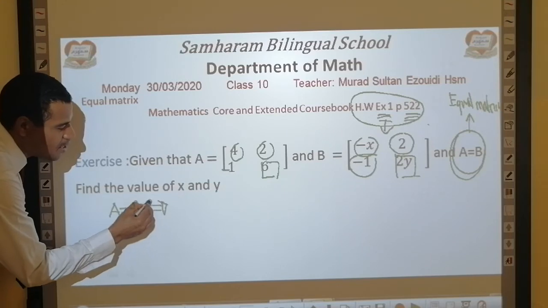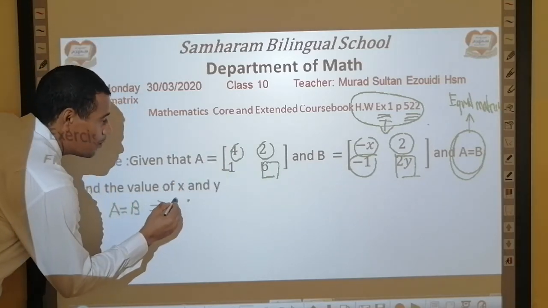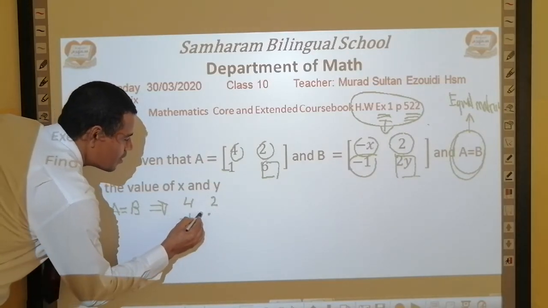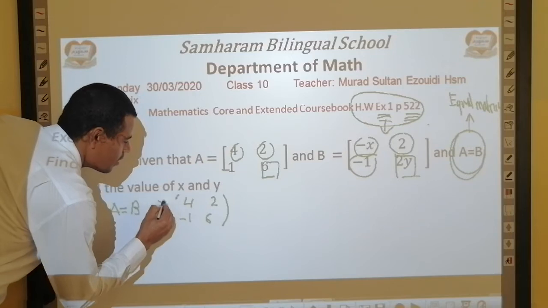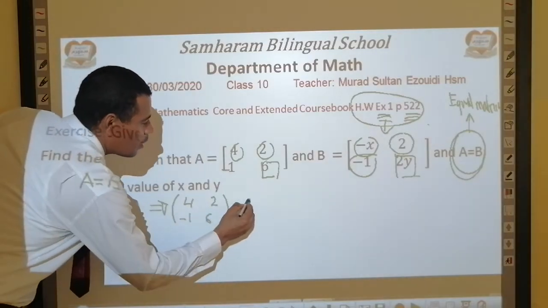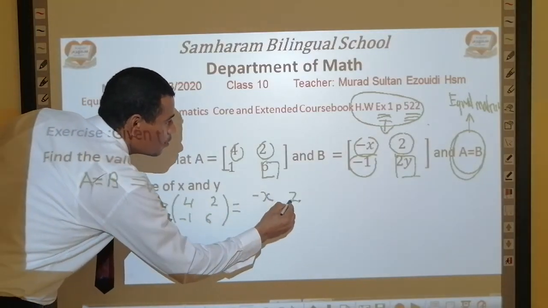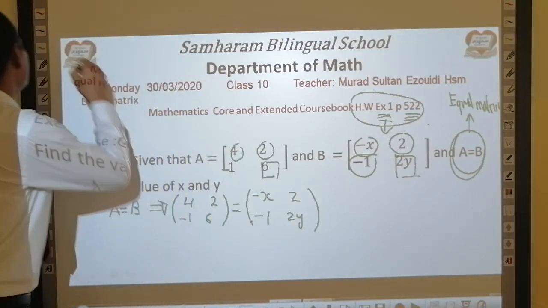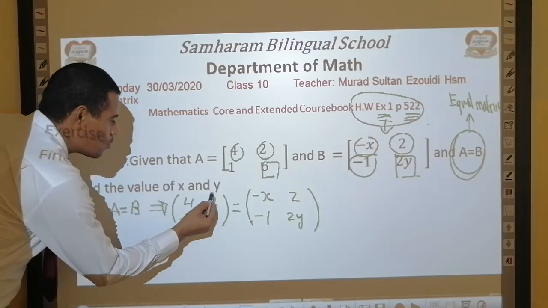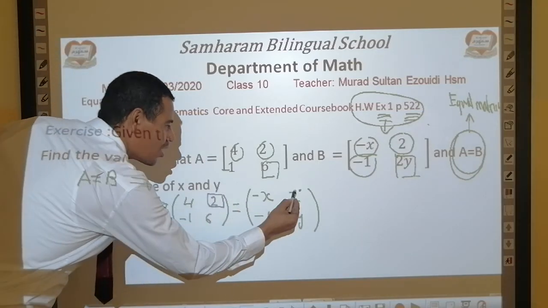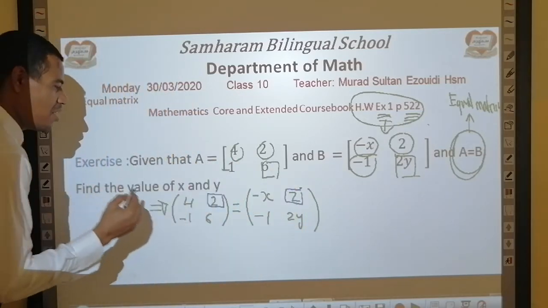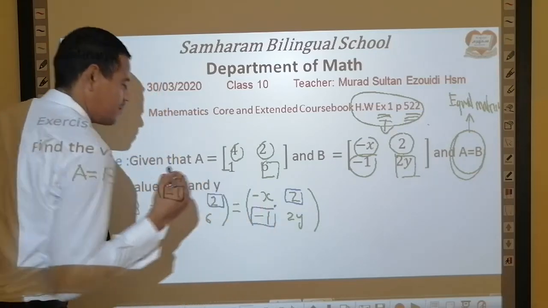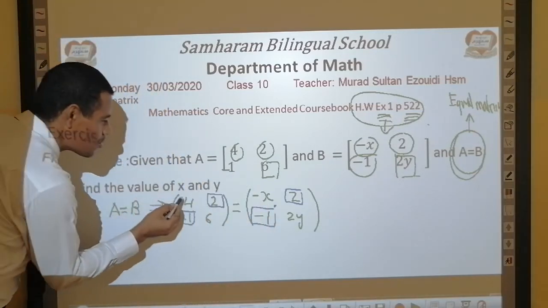This implies that the matrix 4, 2, negative 1, 6 equals the matrix negative x, 2, negative 1, 2y. Okay, look my kids, 2 is equal to 2, negative 1 is equal to negative 1. So then I should do what?